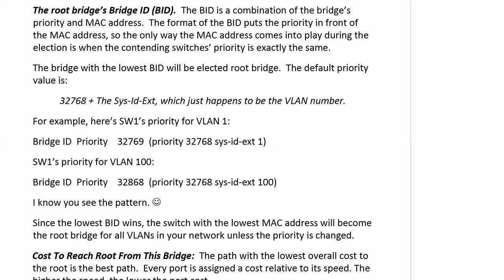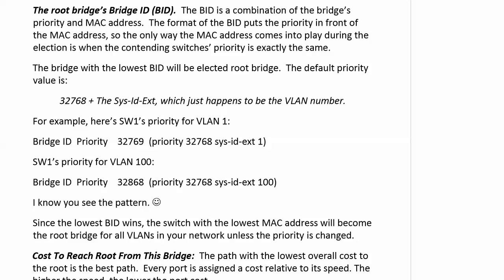So let's take a look at the contents of this BPDU and exactly what information it contains. First, it contains the root bridge's BID, the bridge ID, a vital concept when it comes to the root bridge election. The BID is a combination of the bridge's priority and its MAC address. Now, the format of the BID has the priority in front of the MAC. So the only way the MAC comes into play during the election is when the contending switches' priorities are exactly the same. And in a lot of networks, that's how it gets decided. Now, the bridge with the lowest BID, not the highest BID, this is not an eBay auction, the bridge with the lowest BID is elected the root.